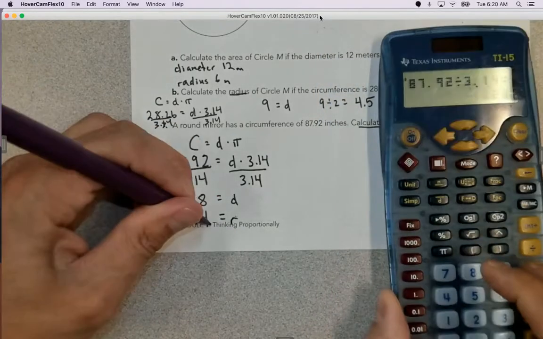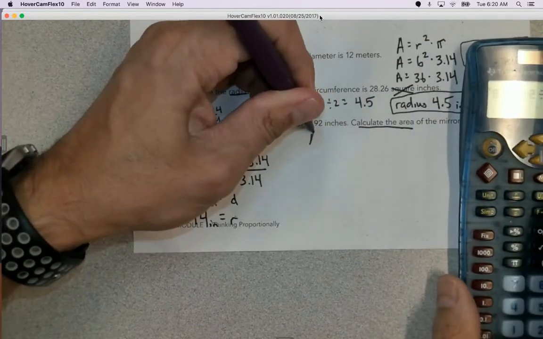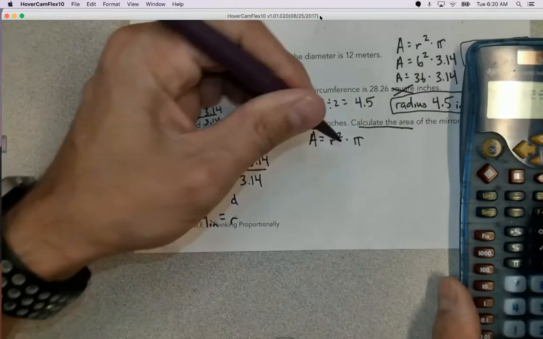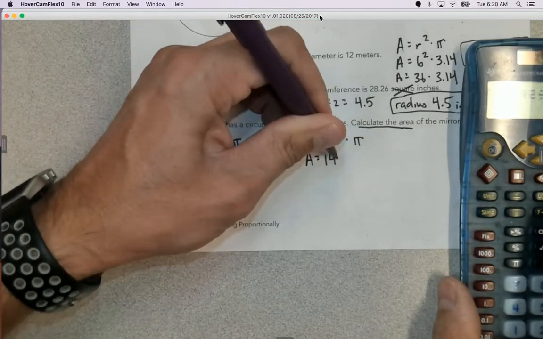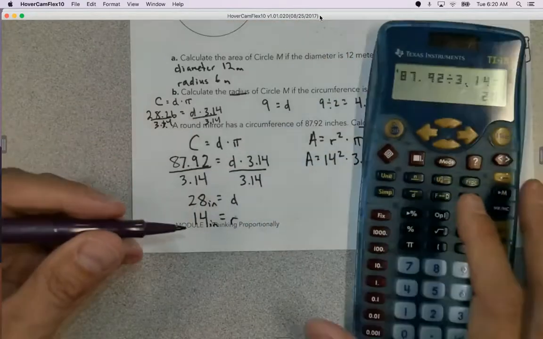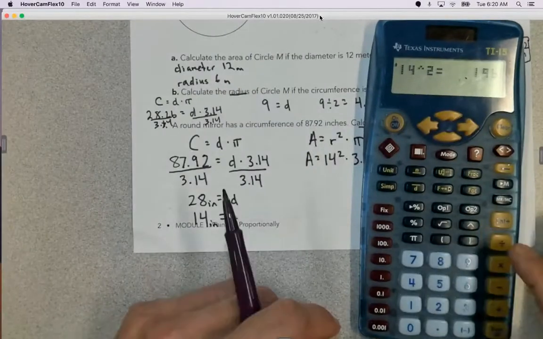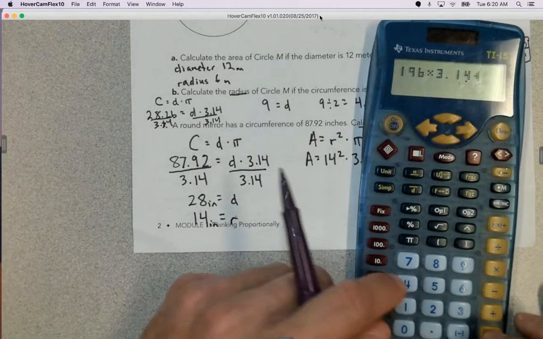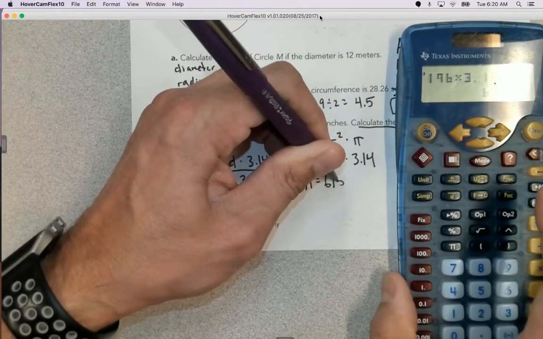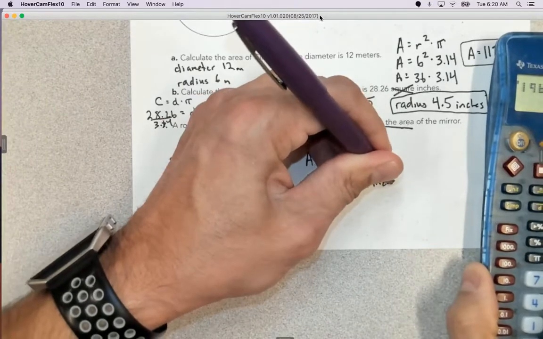Now that I know the radius, the area is radius squared times pi. Now I take 14 squared times the approximation of 3.14, 14 to the second power, times 3.14. The area is equal to 615.44 inches. And it would be squared or square inches because it is area, it's covering 2 dimensions.